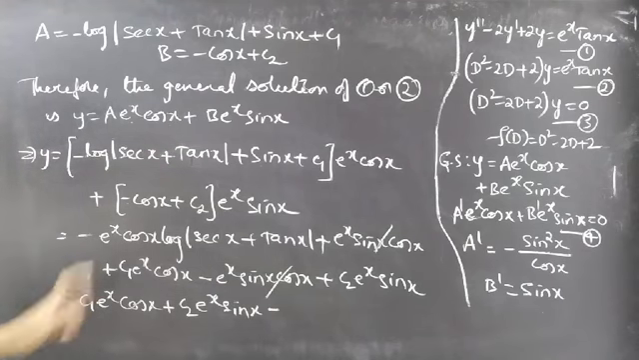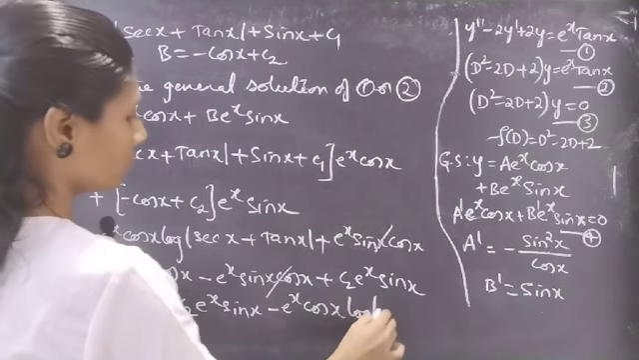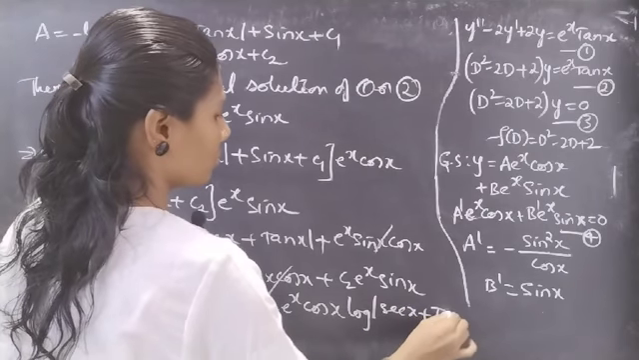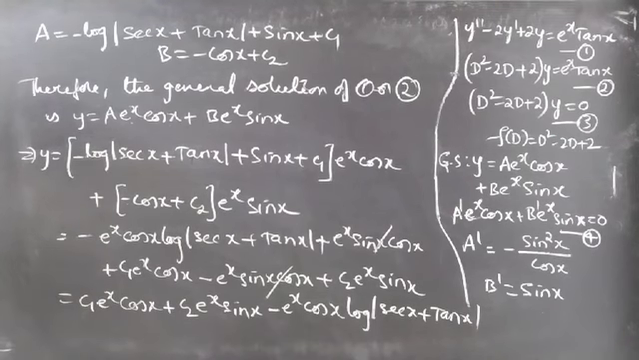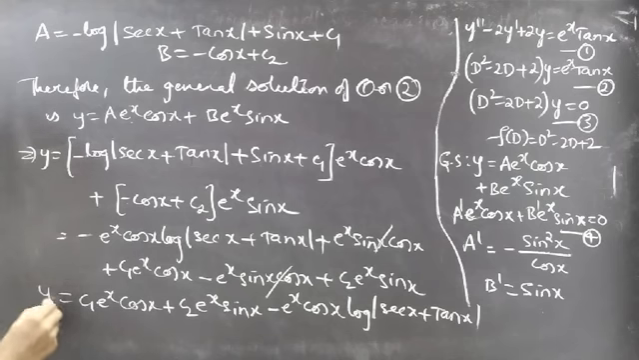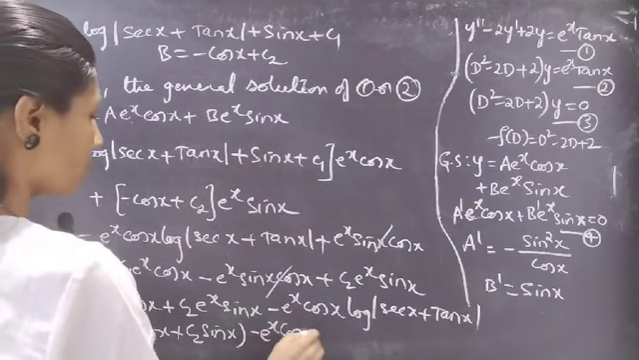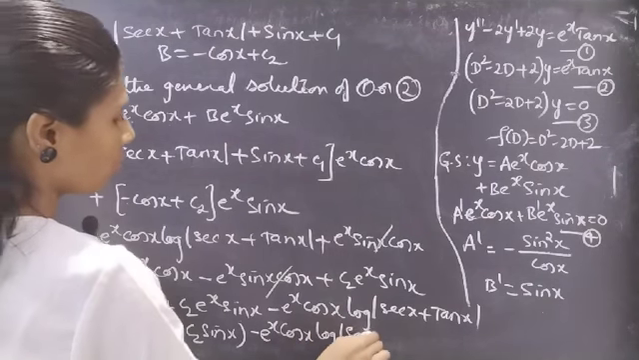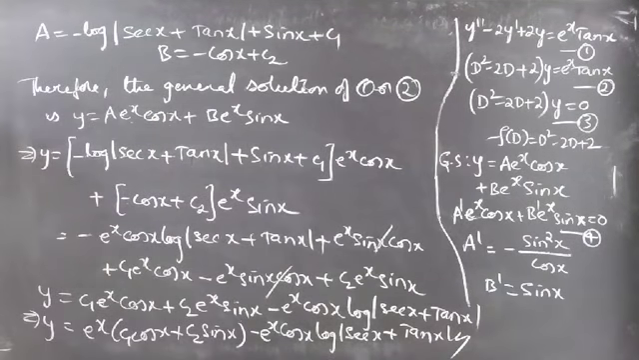minus e power x cos x into log mod secant x plus tan x, or take e power x common from these two terms, we'll get e power x times c1 cos x plus c2 sin x, minus e power x cos x log mod secant x plus tan x. This completes the problem.